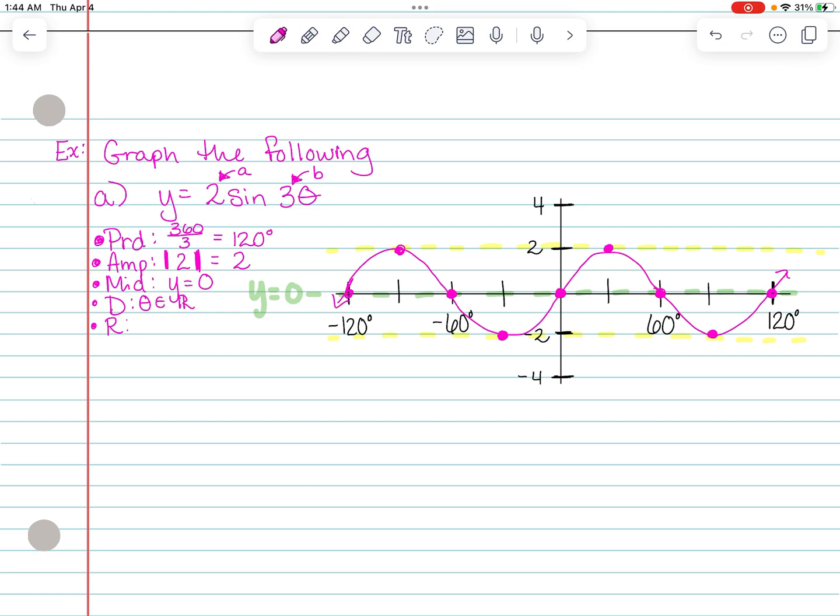For sine and cosine, the domain is actually always going to be all real numbers. The range, since this one bounced back and forth between -2 and 2, I put the minimum first, less than or equal to y, less than or equal to the maximum.